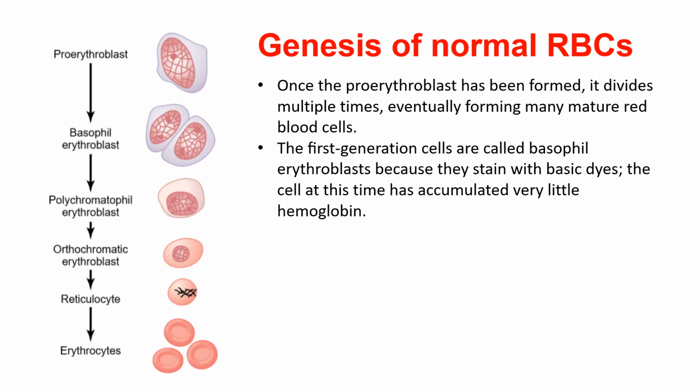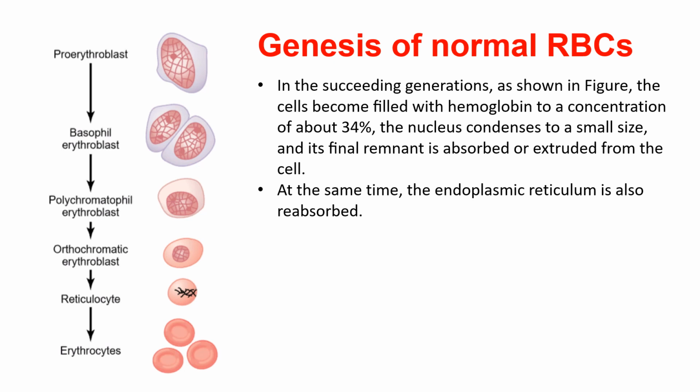The first-generation cells are called basophil erythroblasts because they stain with basic dyes. The cell at this time has accumulated very little hemoglobin. In the succeeding generations, as shown in the figure, the cells become filled with hemoglobin to a concentration of about 34%, the nucleus condenses to a small size, and its final remnant is absorbed or extruded from the cell. At the same time, the endoplasmic reticulum is also reabsorbed.